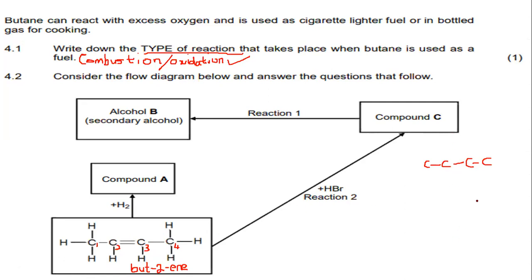Now, when the double bond has been broken, what I initially had was this. I had on the first carbon an H, another H there, another H there. It is these 3 hydrogens. And then on carbon number 2, I still had an H. On carbon number 3, I still had an H. On carbon number 4, I had 3 hydrogens, 1, 2, 3.